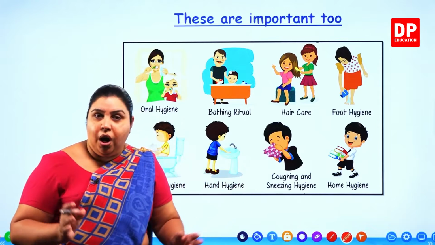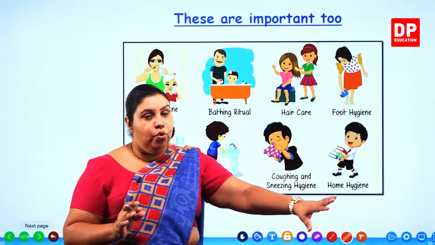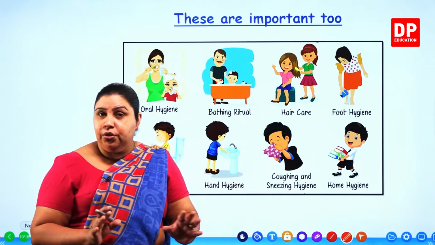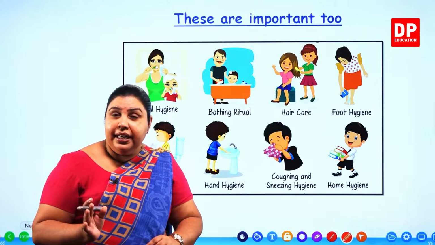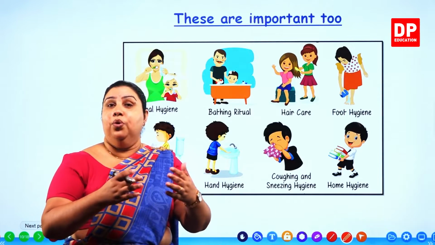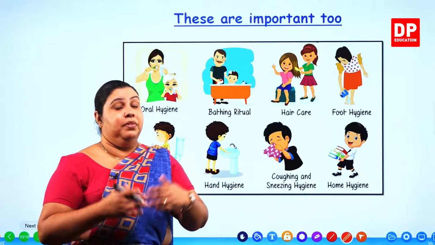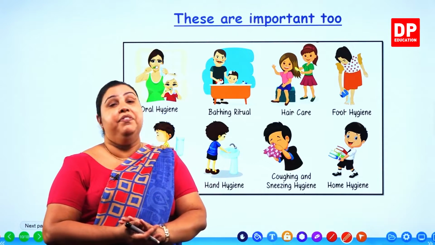You have to keep your house clean. You have to keep your room clean. You have to keep your bathrooms clean and your garden clean. All the drains and water drainages, everything should be very clean.